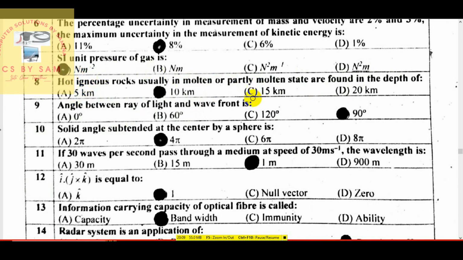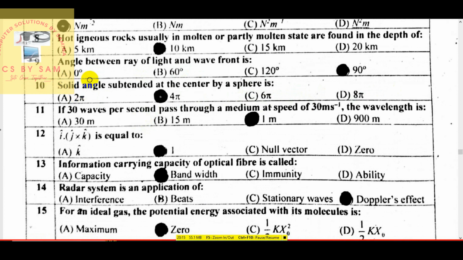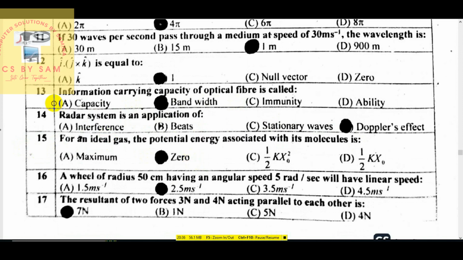Hot igneous rocks, usually in molten or partly molten state, are found at a depth of 10 km. Angle between ray of light and wave front is 90 degree. Solid angle subtended at the center by a sphere is 4 pi. If 30 waves per second pass through a medium at the speed of 30 meter per second, the wavelength is 1 meter. i dot j dot k is equal to 1.